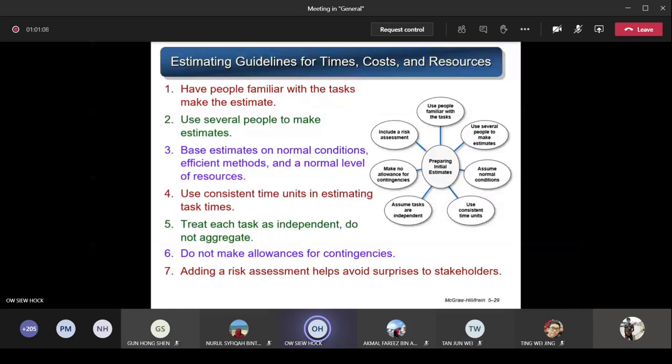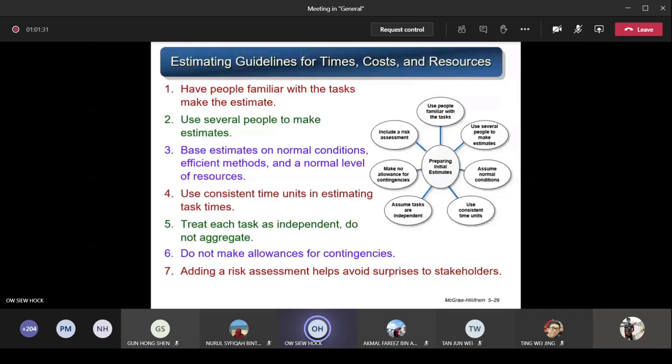Okay. So you use consistent time units in estimating task time. When you estimate, you also use a standard unit. So if everything in your estimation is measured in days, then all in days. If everything is in months, then all in months, not some days, some months, some seconds, some minutes, no. So you standardize the unit of measurement. What is the unit you use? If it's months, it's months. If it's days, then it's days, okay?